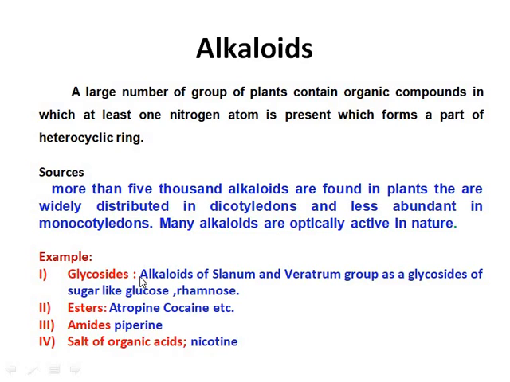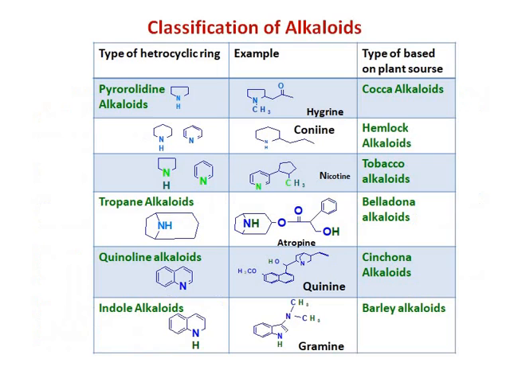glycosyl alkaloids are found mainly as alkaloids of Solanum and Veratrum groups, as glycosides of sugars like glucose, rhamnose, etc. Ester alkaloids are mainly found in atropine, cocaine, etc. Amine alkaloids are mainly found in piperine, and the salt of organic acids is observed in nicotine. So these are the main examples of these alkaloids.